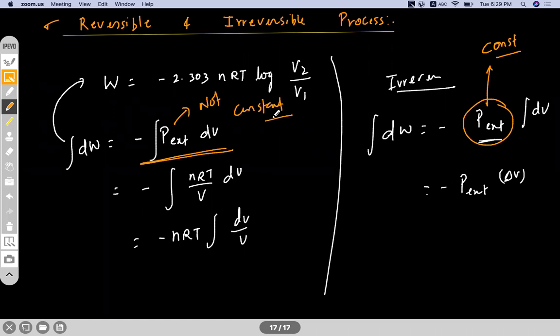Correct. If P external is constant, we can take it out of the integral sign. If it is not constant, we cannot take it out. So what we concluded from this is that to understand this derivation, why we haven't taken this P external outside the integral sign, and why here I have taken this P external outside the integral sign, you need to understand these two processes first, reversible and irreversible process. If you do not understand this, then again you will memorize the entire thing and you will forget it after some time. Okay, so the derivation part we will do later. First of all, we understand reversible and irreversible process. So let's do this.